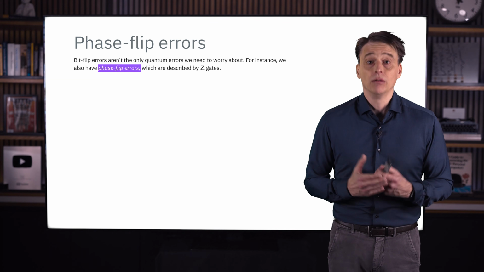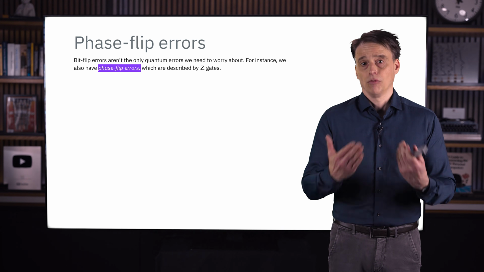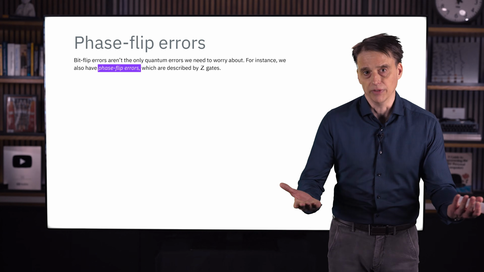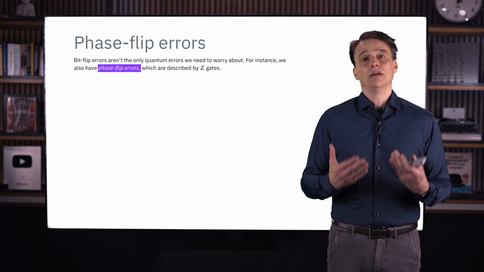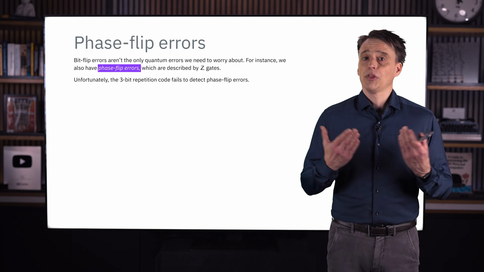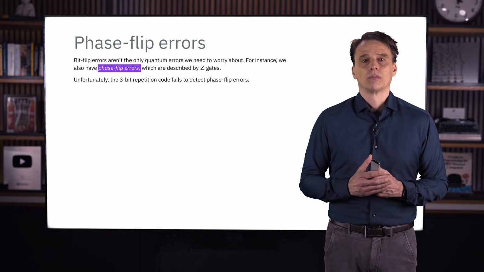In the quantum setting, bit flip errors aren't the only errors that we need to worry about. For instance, we also have to worry about phase flip errors, or just phase flips for short, which are described by Z-gates, or equivalently, Pauli-Z operations. Unfortunately, the 3-bit repetition code completely fails to detect phase flips.